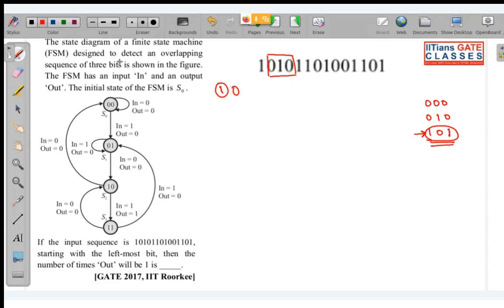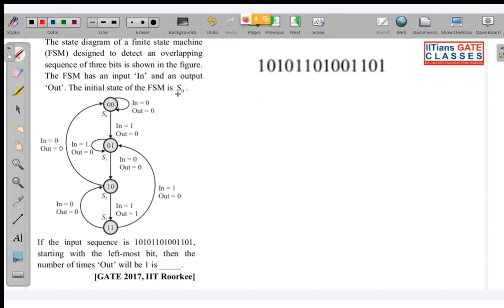So now first we have to detect what is the input sequence that is being checked over here. First we need to check the input sequence. For that, look in the state diagram. You need to see from where to where you are going. So first look, where are you starting from?